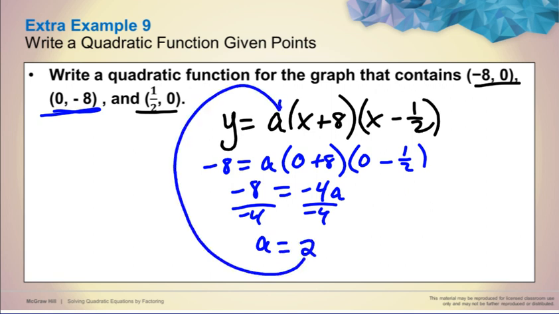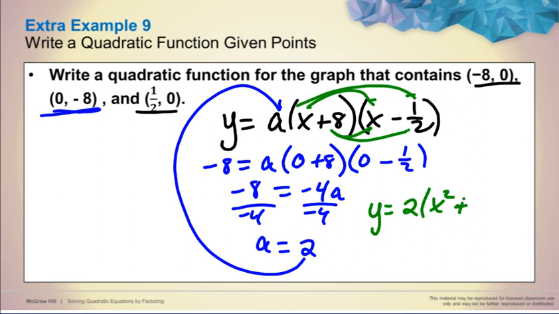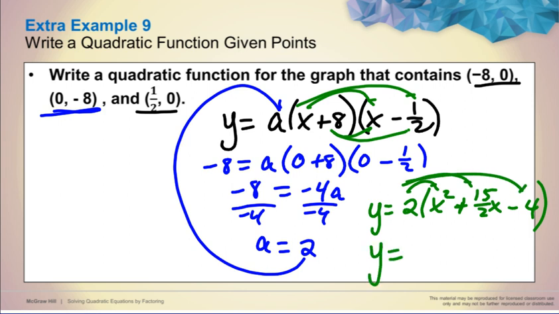If I plug that back in here, FOIL it, I now have y equaling 2 times x squared plus 7.5, which will be 15/2 x, and then minus 4. Then I distribute the 2. My equation is y equals 2x squared plus 15x minus 8.